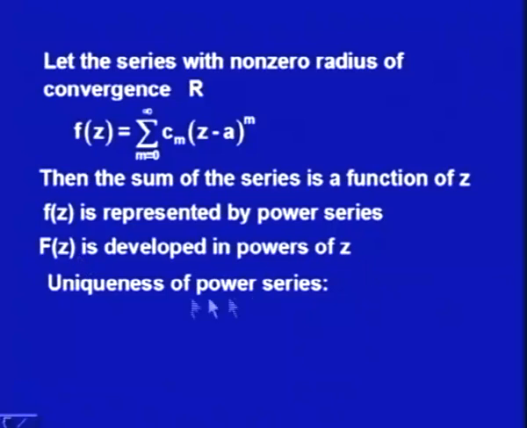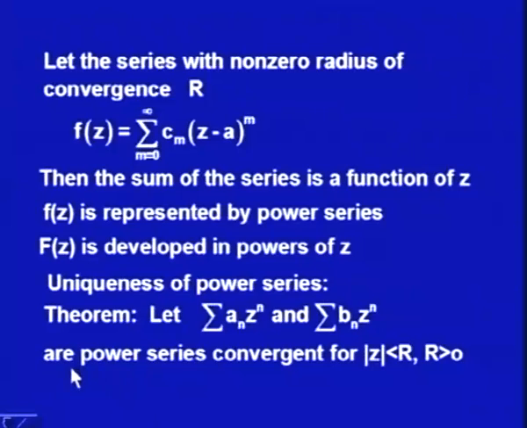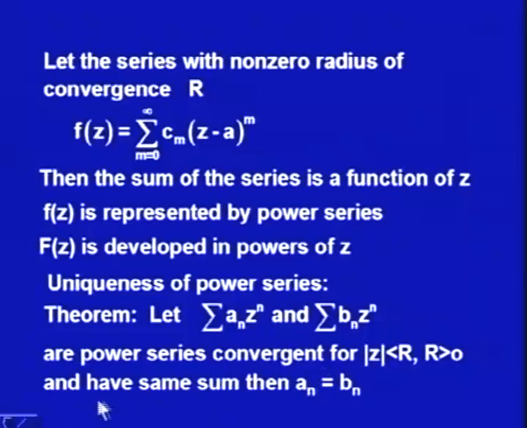Such type of representation is unique, and the uniqueness of the power series is established in the form of a theorem. It suggests that if we have two different series, summation a n z n and summation b n z n, which are power series convergent in the region mod z less than r, r being positive, then they have the same sum. Let us say this also represents f z and this also represents f z, then a n and b n will be equal. So, if there are two power series representing the same function, then that series has to be unique.